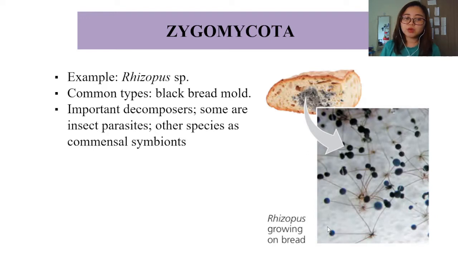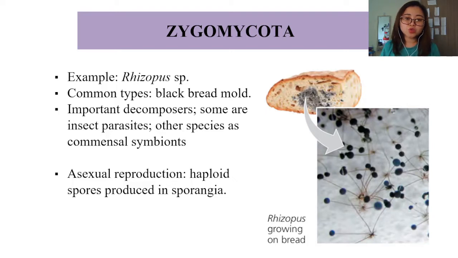They are very important as decomposers. Some Zygomycota are also insect parasites. Some Zygomycota are also commensal symbionts. Commensal symbionts means dia ada simbiosis dengan organisme lain, tapi dia tidak memudaratkan organisme tersebut. So, dia bukan macam parasite.